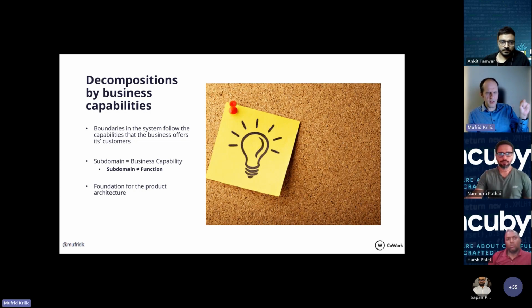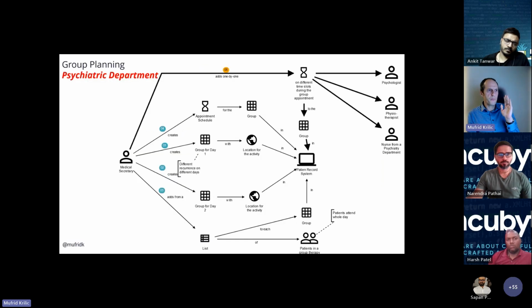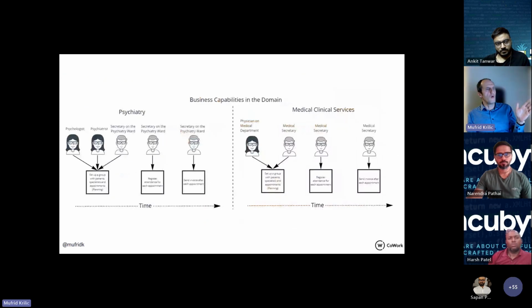And it has product architecture implications. I'll get back to it in a minute. But let's just split it very coarsely grained here: psychiatry and somatic. So on the psychiatry side, we have the same process and on the somatic side. However, splitting along the business capabilities, we see that we can use more nuanced language.